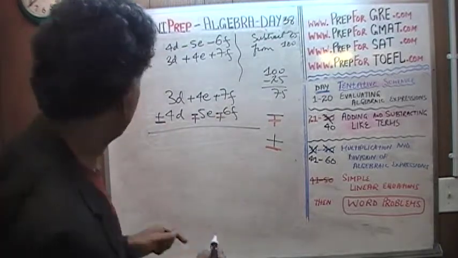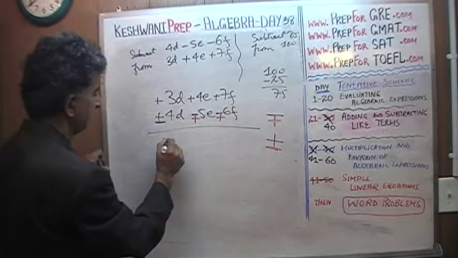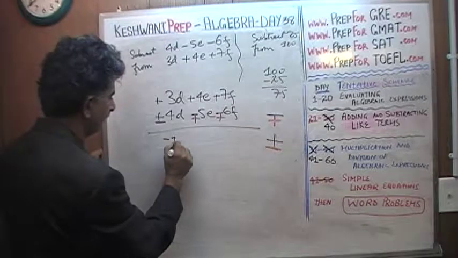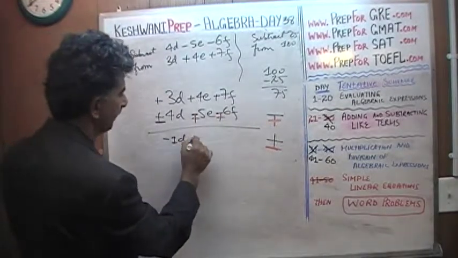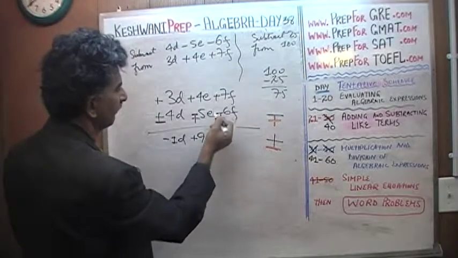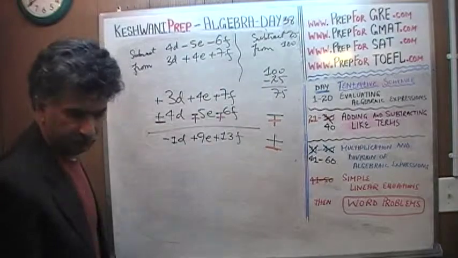So now it's done, this one has a positive 3. A positive 3 and a negative 4 will be a negative 1d. Negative 1d, but of course we don't have to write the 1. Positive 4 and positive 5 will be positive 9e. Positive 7 and a positive 6 will be positive 13f. That's it, that's your answer.